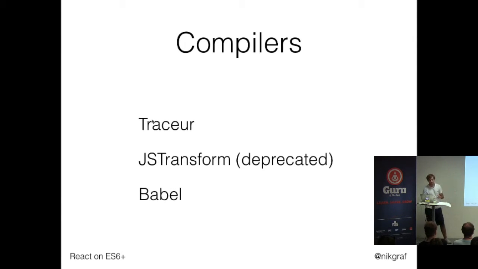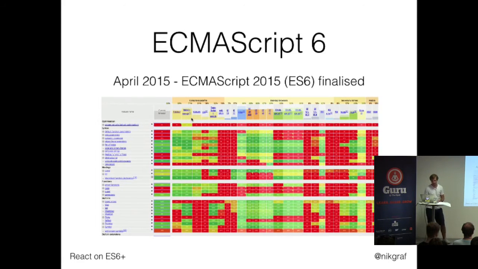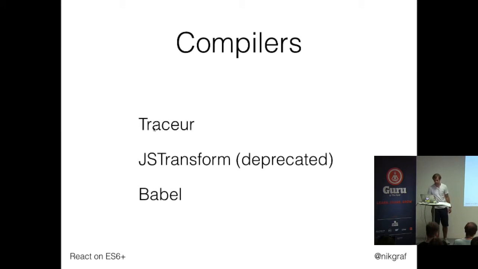And yeah, there are a couple of compilers, but the ones that I personally found more interesting, for one, is Traceur. Traceur was made by Google, and now it is supported by the community. So this is a community project. There's JSTransform, which was built by Facebook, and is now deprecated and got replaced by Babel. And Babel is the compiler that I personally recommend you to use.